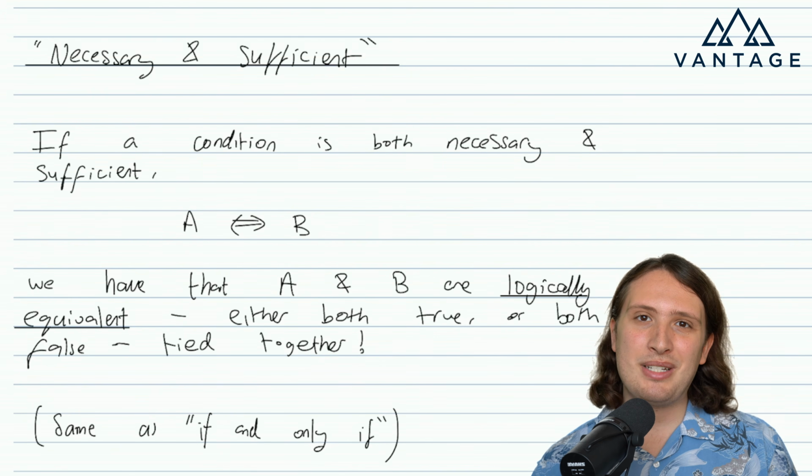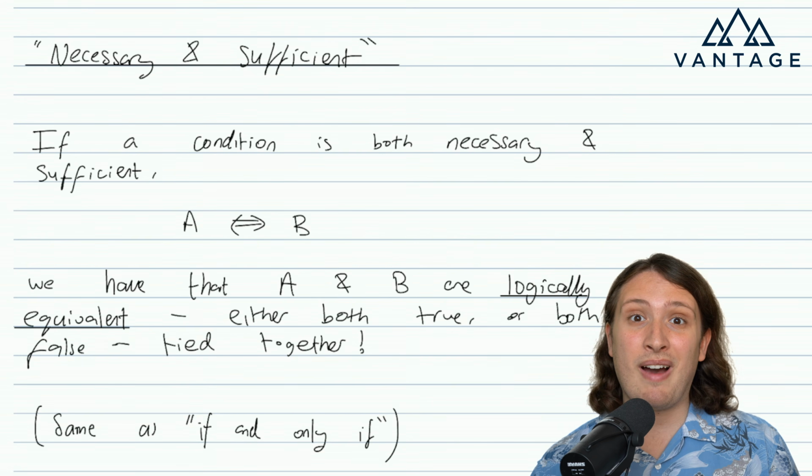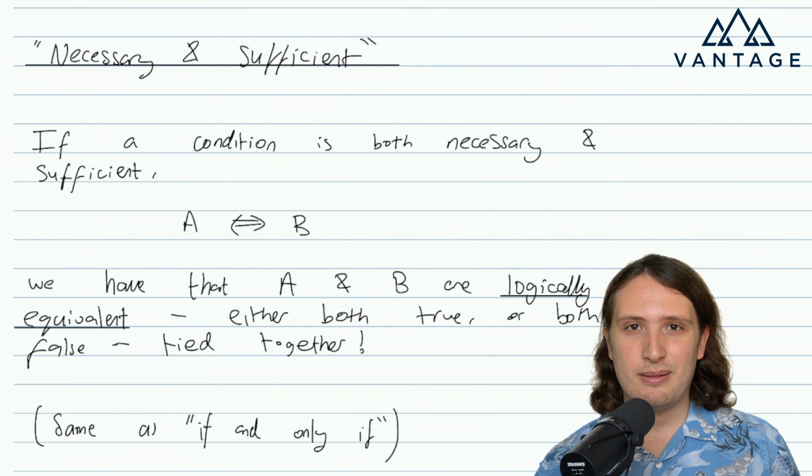And it must be emphasized again that something might be both necessary and sufficient, it might be neither, or you might have one but not the other. So we need to assess each direction individually.